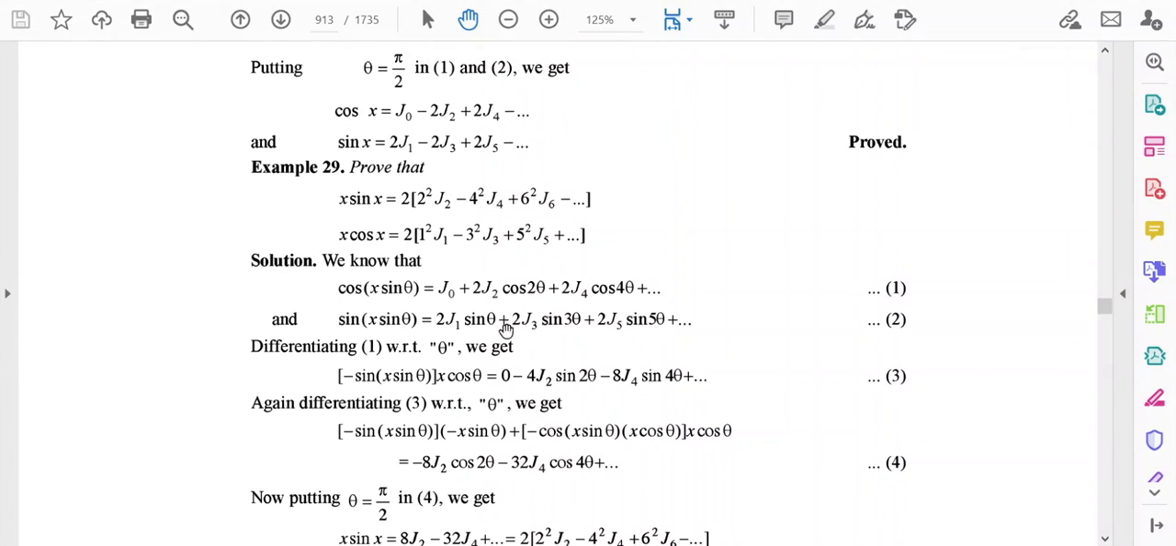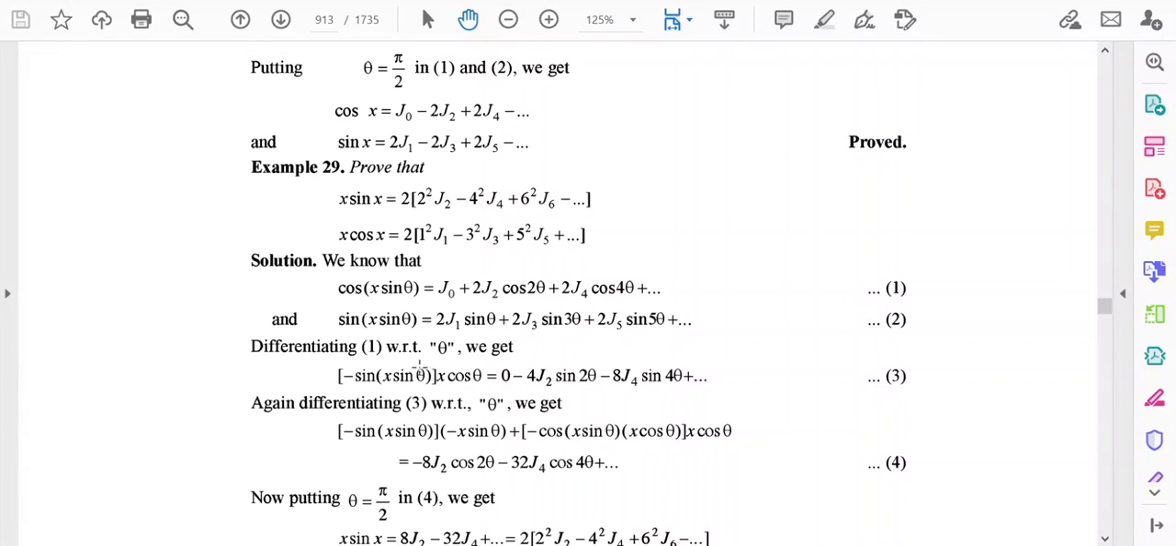Now what we have to do, suppose we are starting from equation 1. So at first we will differentiate this equation with respect to theta. If we differentiate with respect to theta, then what we will obtain, this is cos theta term. So for cos theta, this is minus sin, minus sin of x sin theta. Then you have to differentiate the term inside the bracket, that is x sin theta. So for x sin theta, it will be x cos theta, as you are differentiating with respect to theta. And the right hand side has also been differentiated with respect to theta. So this is equation 3 after differentiation with respect to theta.